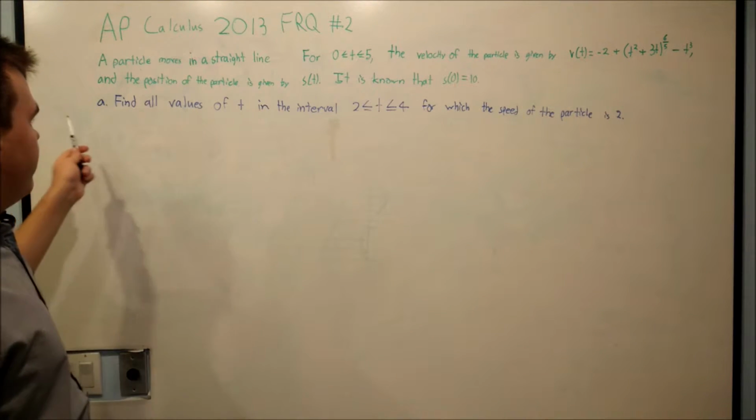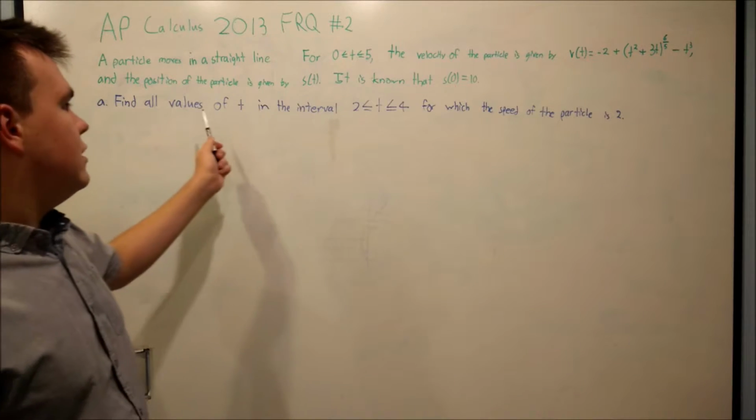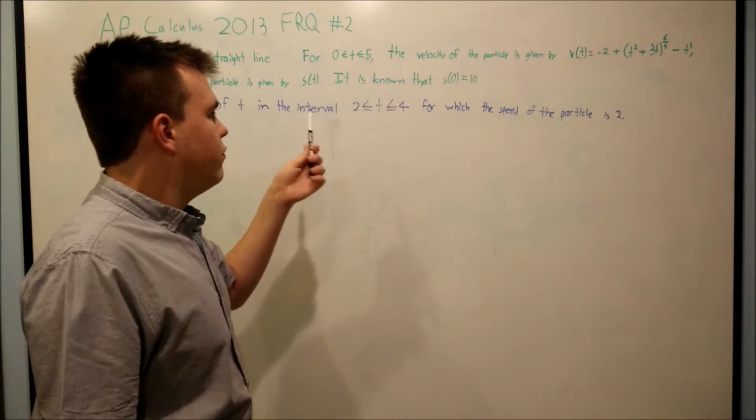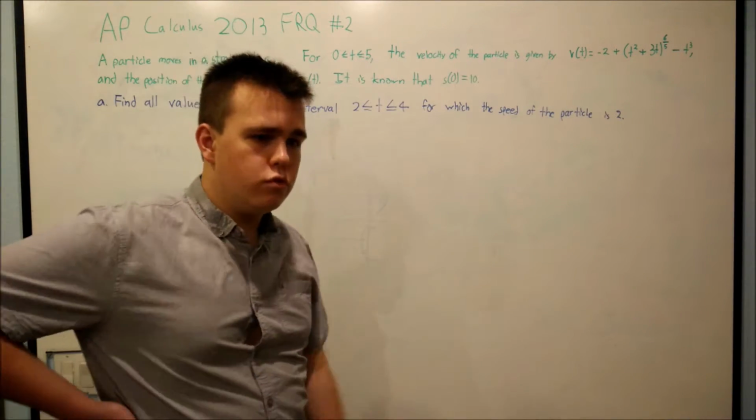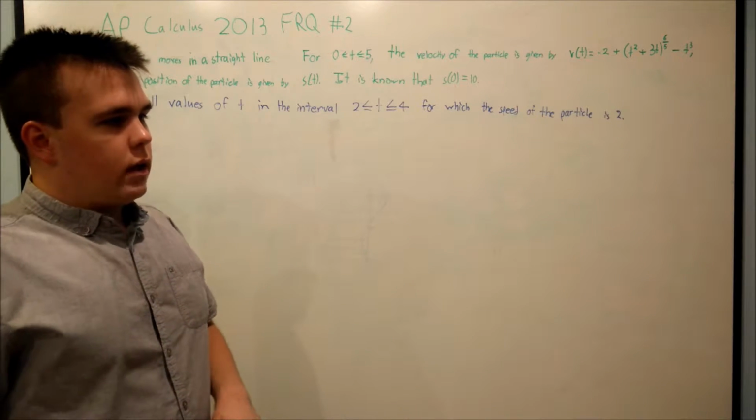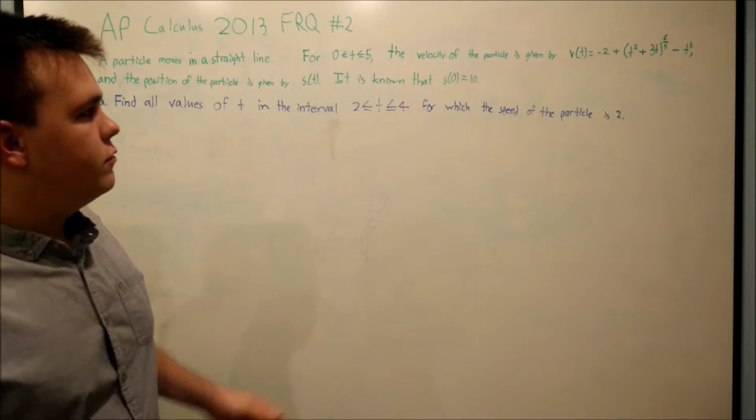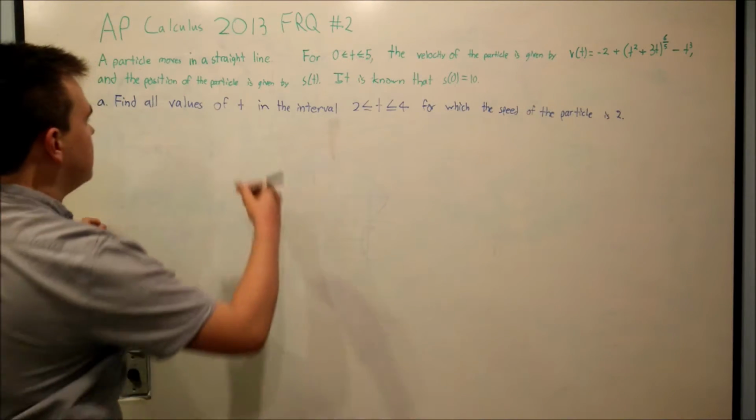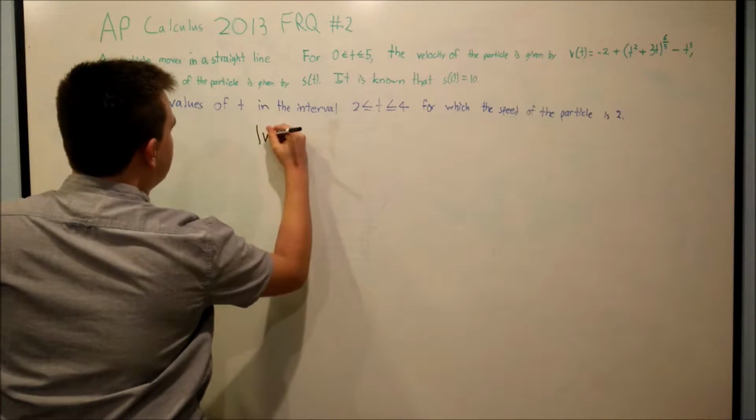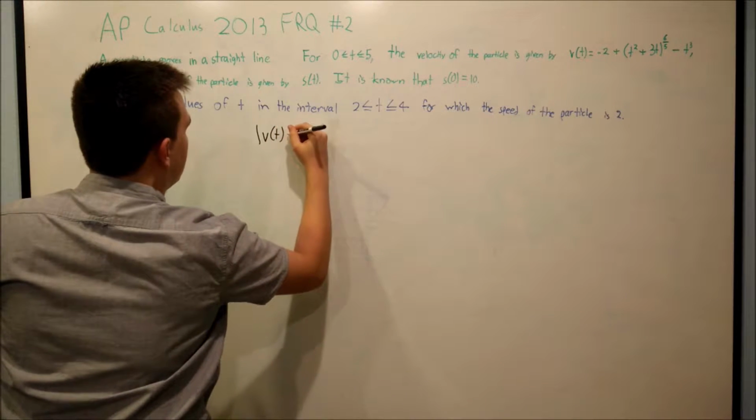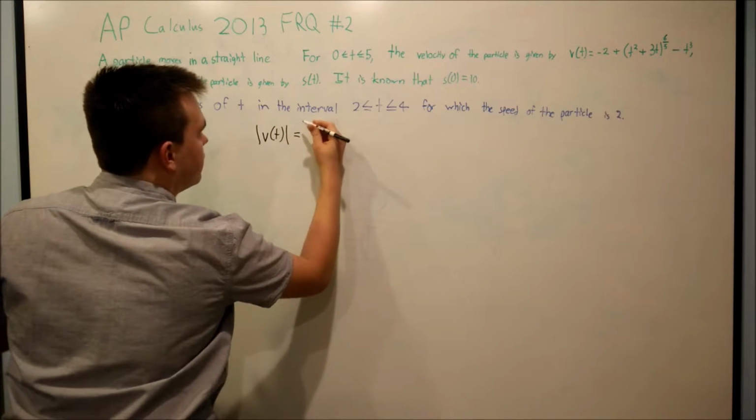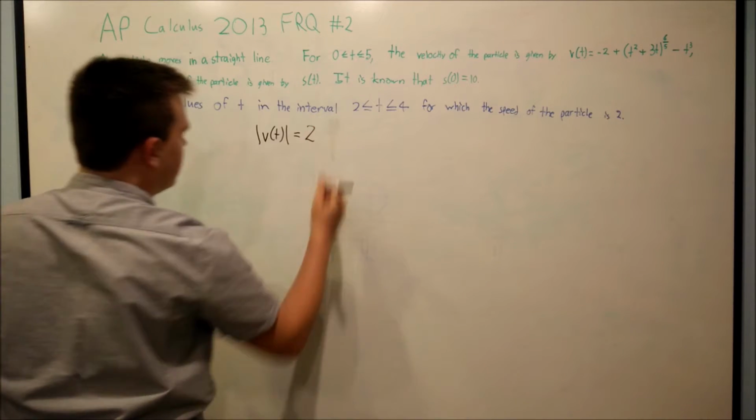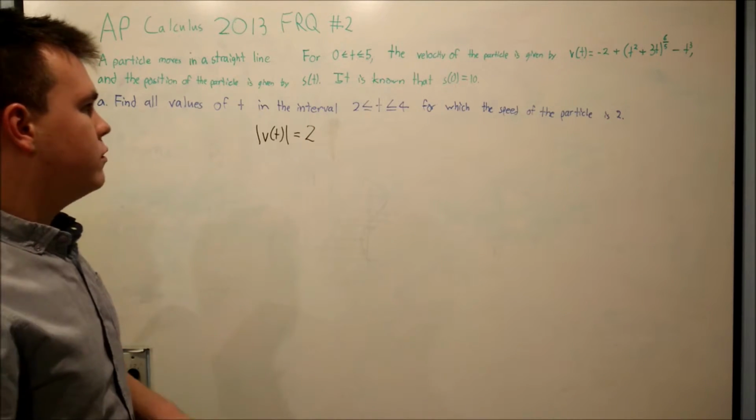So part A, find all values of t in the interval 2 < t < 4 for which the speed of the particle is 2. So, okay, take note, speed, not velocity, speed. So speed is the absolute value of v(t) equals 2. So how do we find that?